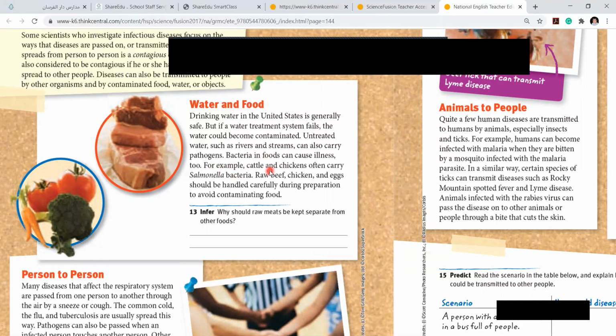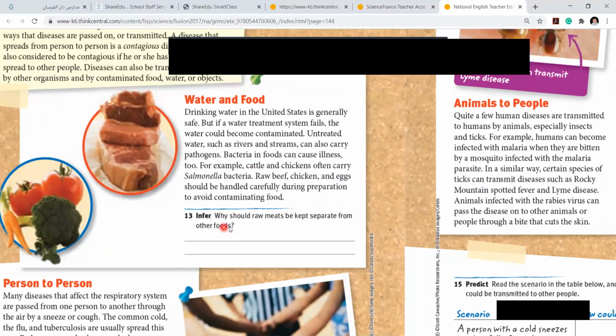Like chicken, maybe they were infected with bacteria before we were eating them, and now we are eating them. Cattle and chickens often carry salmonella bacteria. Raw beef, chicken, and eggs should be handled carefully during preparation. Girls, during preparation, your mom takes care that it must not be kept outside for a longer time. Whenever you go to a supermarket, she immediately says, come on, put it in the freezer. Don't let it be outside, even for 1 hour. Why? Because she's scared that it may get infected with salmonella bacteria, and that may later cause stomach pain.